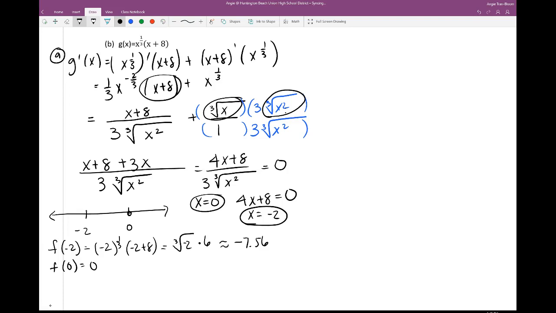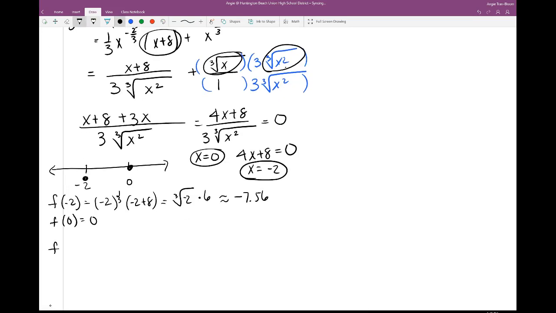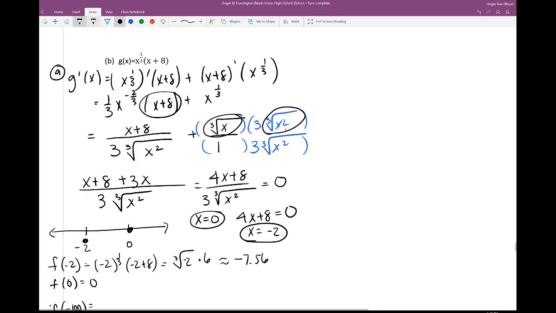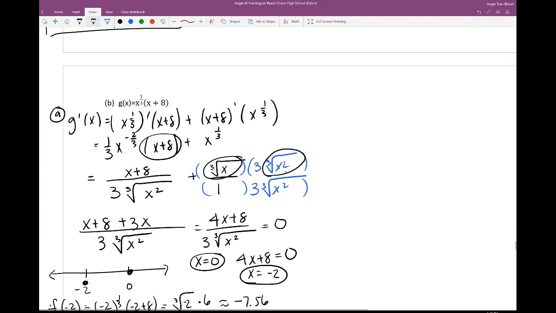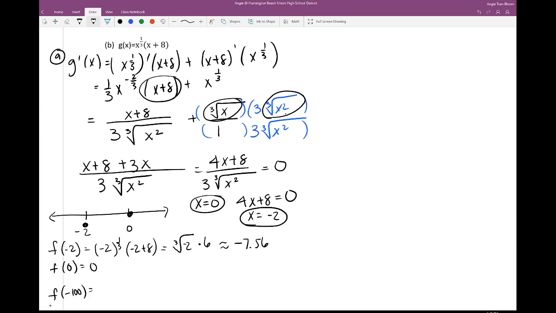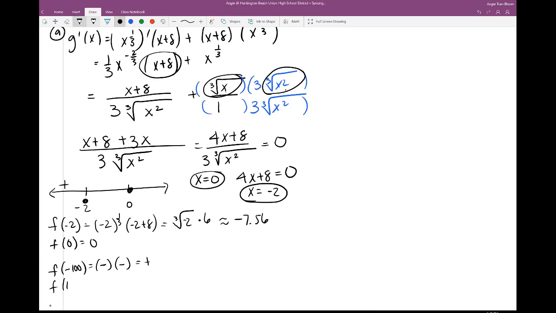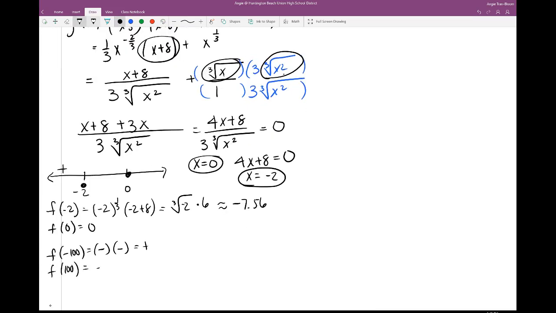Okay, so currently this is 0. This is negative somewhere down here. And I still don't know which one is which. So let's do f of -100. What if we have f of -100? -100 to the 3rd is going to be negative, right? So that's on the outer piece. -100 plus 8, that's negative. So would you agree that's positive? Okay. So let's check 100. So f of 100 is positive: 100 to the 3rd is positive, times 100 plus 8 is positive. So that's again positive, okay?